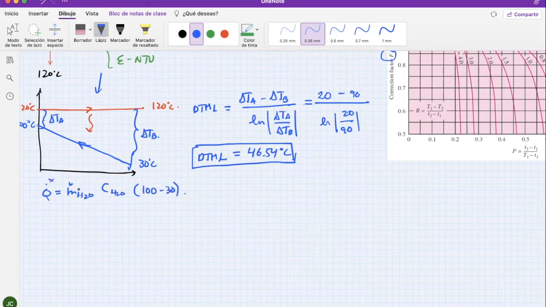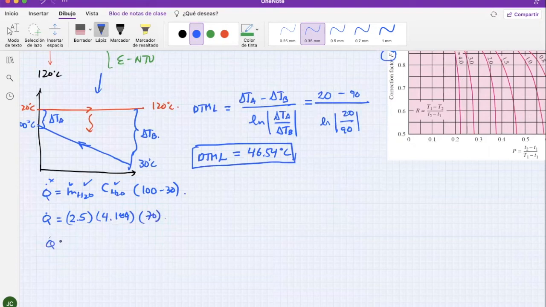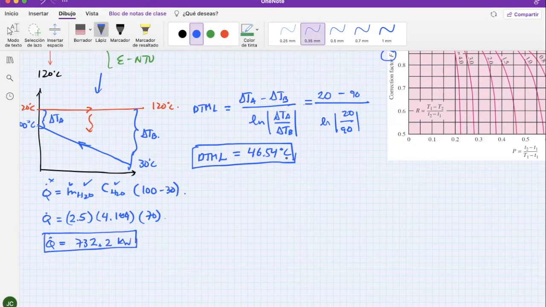Everything is known on the right-hand side of this equation. Therefore, this one is 2.5 times 4.184 multiplied by 70. Therefore my Q here is about, I already have it here. So you check this out. Please never trust what a guy at a blackboard is doing. You should always check it. Okay, so kilowatts. And therefore you already have this amount of heat being transferred from the condensate to the cold water.